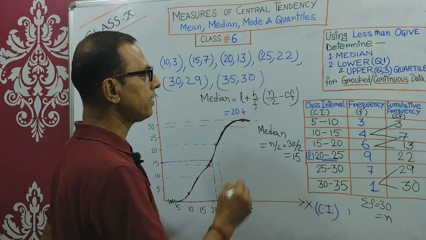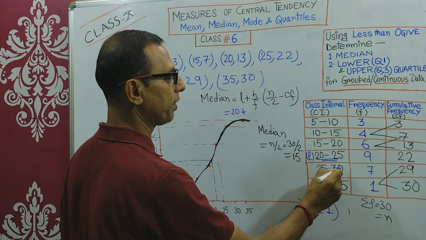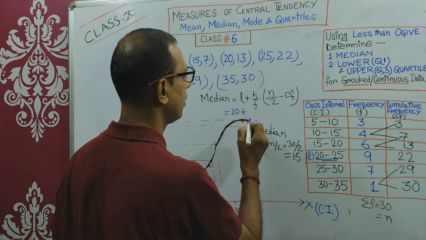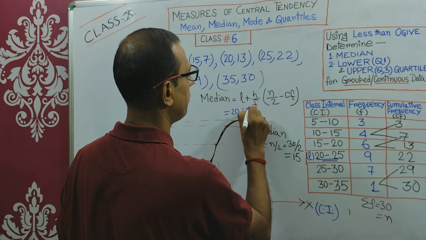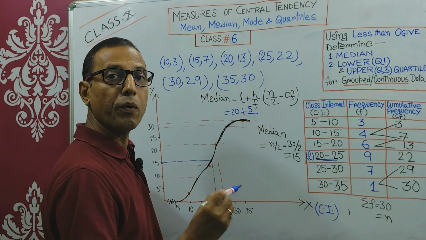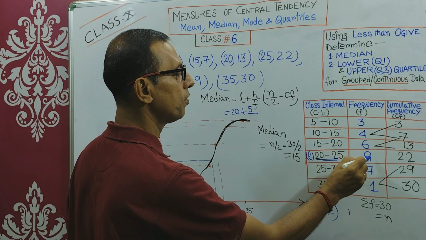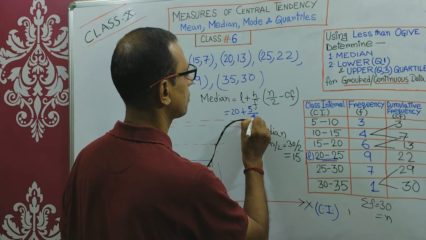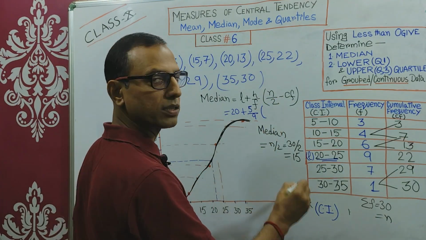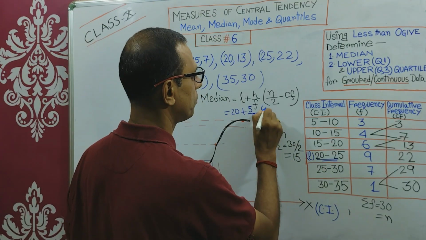What is h? h is the class interval or height of the class. That is 5: 25 to 30, 15 to 20, 10 to 15. What is the class interval, right? So that is 5. What is f? f is the frequency of the median class. Median class is 20 to 25, so 9 is the frequency. So 5 by 9 into n by 2. N, what is the total number of observations? That is 30. So 30 by 2.